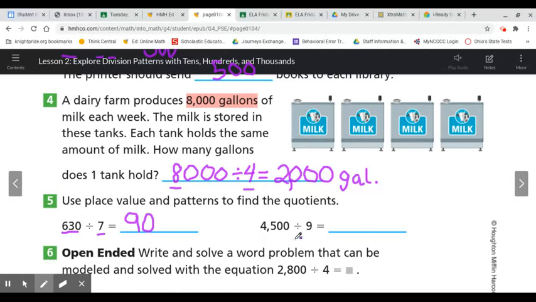Same thing with 4,500 divided by 9. 4 divided by 9 is not a basic fact, but 45 divided by 9 is, and 45 divided by 9 is 5. And then we have 2 more zeros from 4,500.